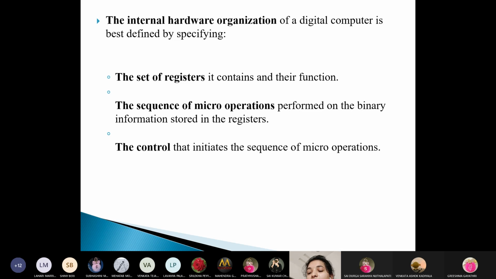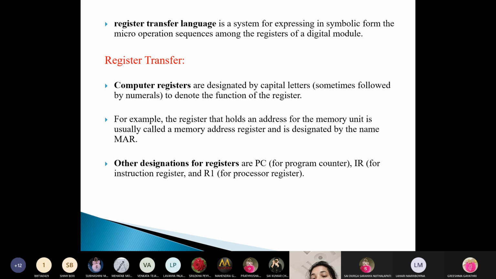So register transfer language converts the information. Whatever information we have is converted into symbolic notations, and it can be transferred among the registers. Then we can say it is a register transfer language. The term register transfer implies the availability of hardware logic circuits that perform the stated micro operations and transfer the result of the operation to the same or another register.